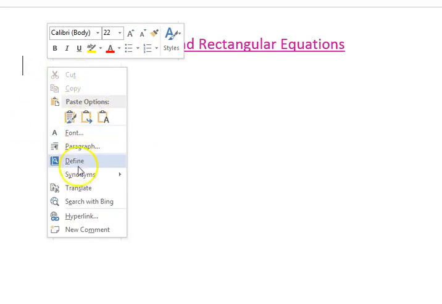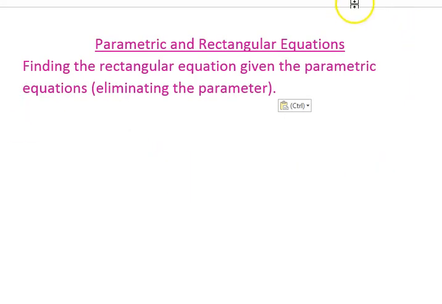Okay, today we are going to talk about parametric equations and rectangular equations and how we change back and forth between the two of those. And so the first thing we're going to do is find the rectangular equation given the parametric equations. This can also be called eliminating the parameter.